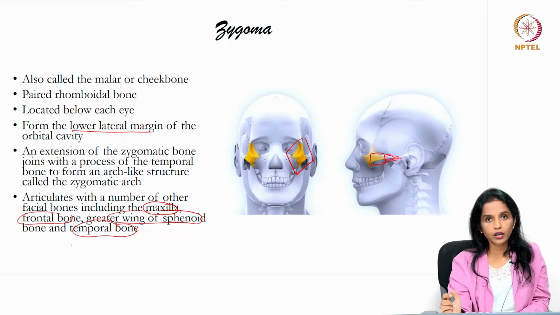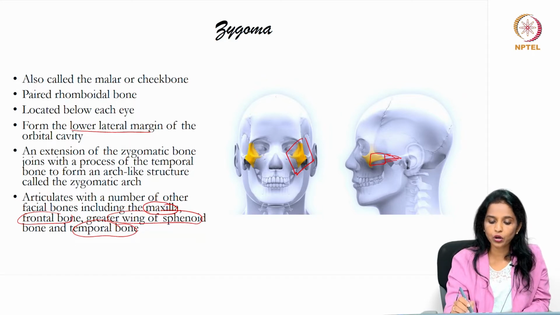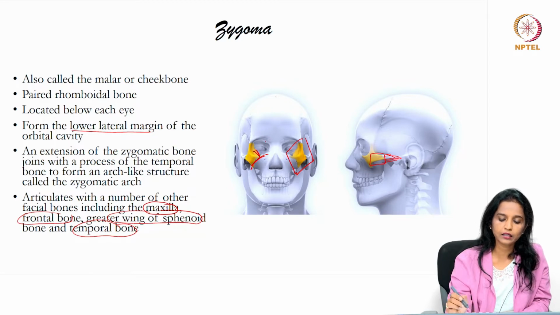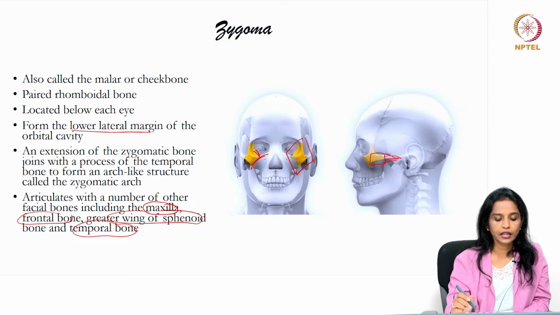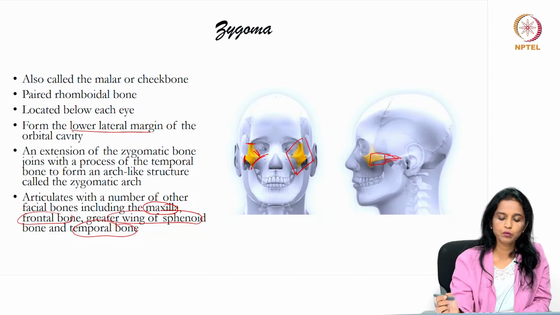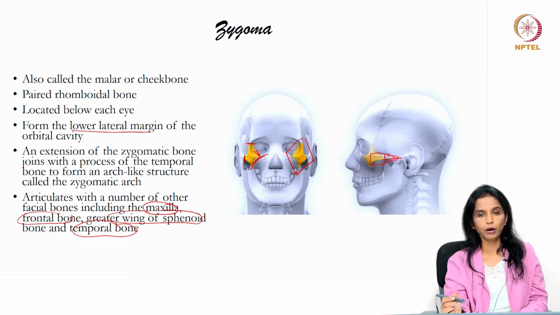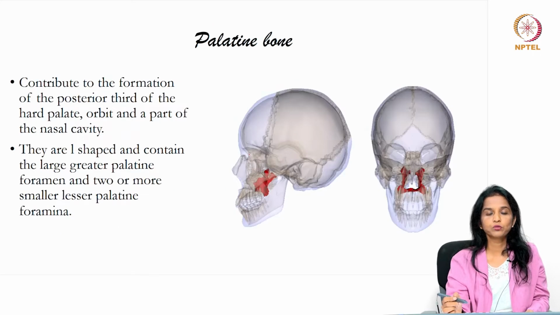Similar to what we saw earlier about the nasal bones, this bone also articulates with 4 bones. The first one is your maxilla, it attaches to the maxilla over here, the greater wing of sphenoid at the center at the midline, and then we also have the frontal bone attachment at this point, and then the temporal bone attachment at this particular area. It is a very relevant, important bone, because in maxillofacial trauma, zygoma gets fractured very frequently. So it forms a very important part of the facial architecture.